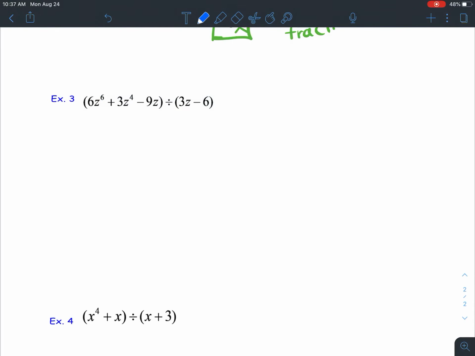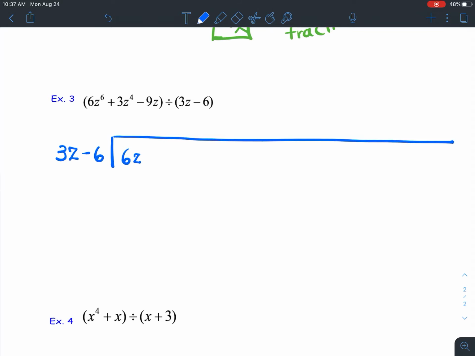Okay. All right, so let's try one more here. This one is kind of a big problem. The reason it's so big is because there are a lot of placeholders that need to be put in place here. So I'm going to make this division bar really large here. My 3z minus 6 goes out in front, and you'll notice it starts with z to the 6th, but it skips z to the 5th.